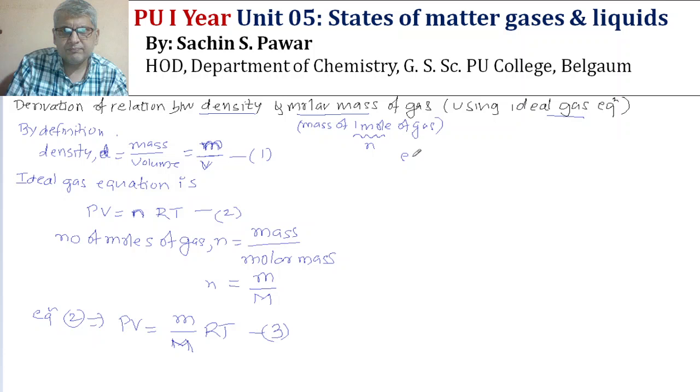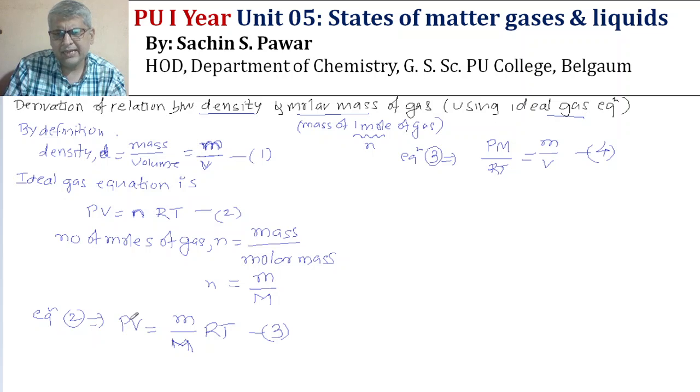Equation 3 implies, see, I'll just bring mass upon volume on the right hand side and the rest all on the other side. So it becomes P into capital M upon RT. So I'll get equation number 4. You just see in equation number 3 I have just transferred V to this side and the rest all to the left side, and we have got this equation PM upon RT is equal to M upon V.